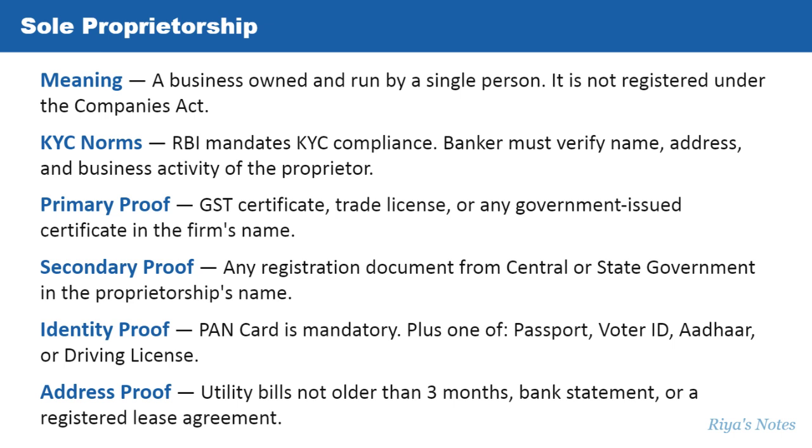Identity proof. PAN card is mandatory, plus one of passport, voter ID, Aadhaar, or driving license. Address proof. Utility bills not older than 3 months, bank statement, or a registered lease agreement.